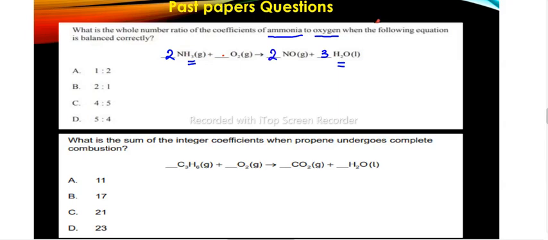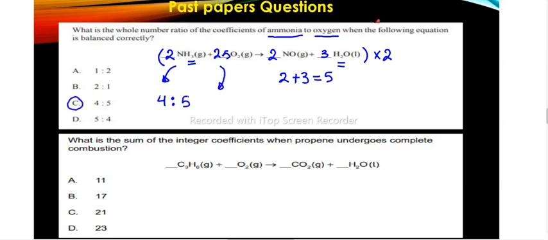Now I will add 2 plus 3. My final answer is 5. So now I need to think that 2 times 2.5 is 5. I'm not going to leave the equation with decimal places, so I need to multiply the whole by 2. So for the ammonia, after multiplying by 2, it will become 4. And 2.5 multiplied by 2 will become 5. So the mole ratio for the ammonia to oxygen is 4:5, and your answer is C.